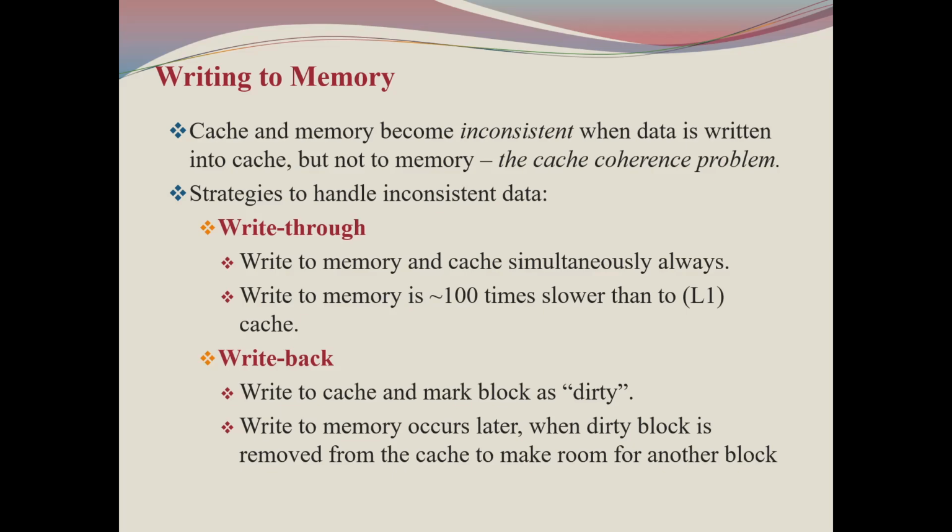Now, we will discuss writing to the memory. Cache and memory become inconsistent when data is written into cache but not to memory. That is called the cache coherence problem. And to handle the inconsistent data, there are two policies. One is the write through policy and another is the write back policy.